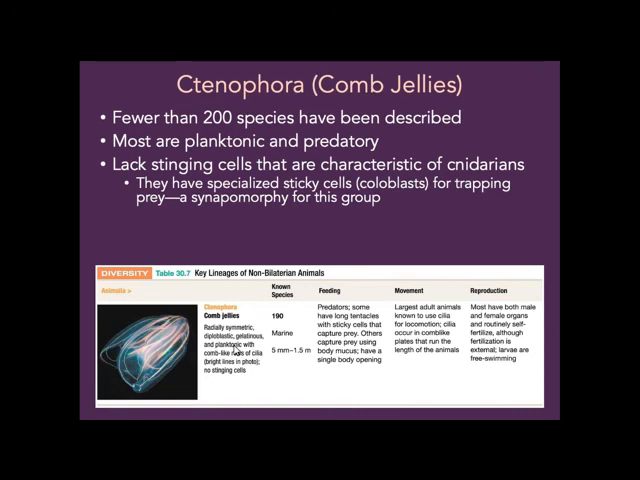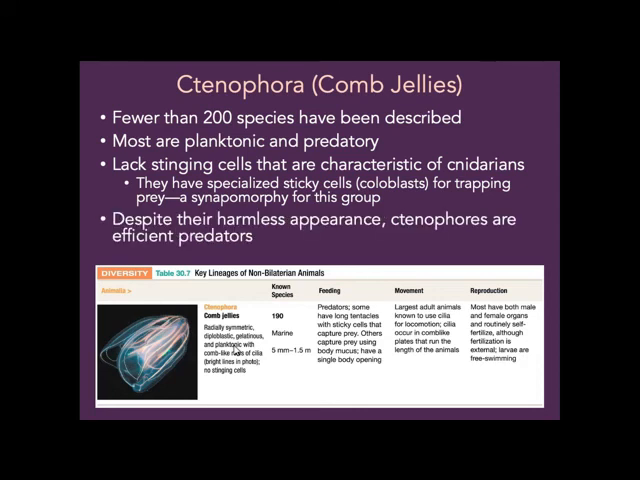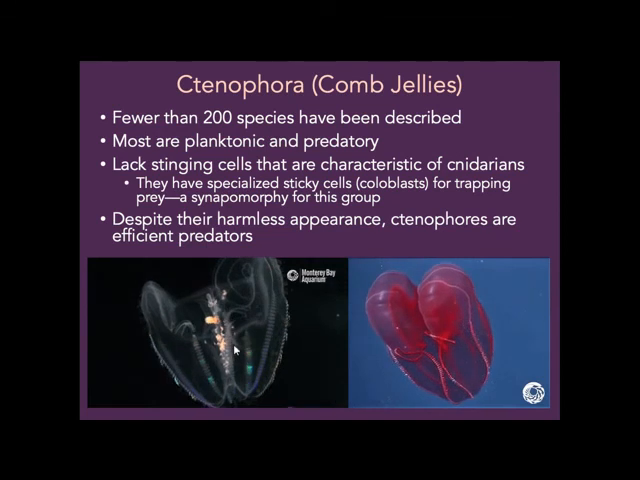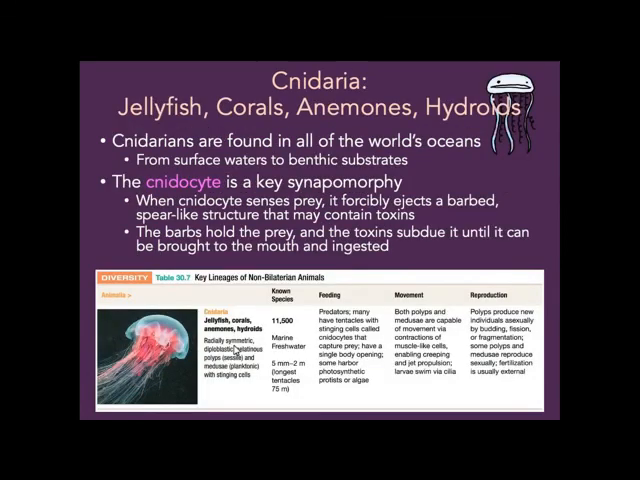All right, so the Cnidaria include jellyfish, corals, anemones, and hydroids. So you can find cnidarians in all the world's oceans. Some of them are found kind of at the surface. Some of them are all the way down on the ocean floor. Their main synapomorphy is the cnidocyte. So the cnidocyte is a barbed spear-like structure.